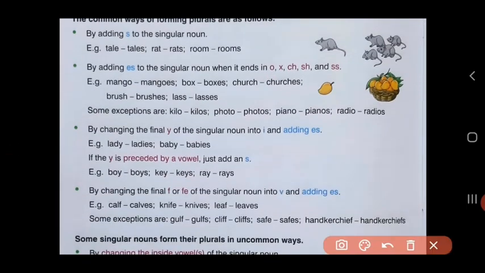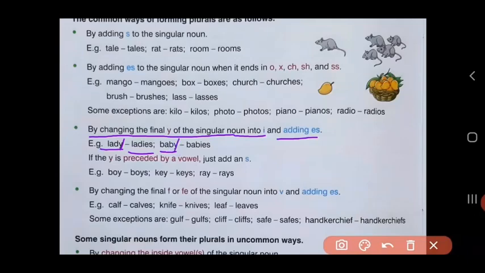The third way is by changing Y of the singular noun into I and then add ES. So this rule is for all the nouns ending in Y. Let's see the examples. Lady ends with Y. So according to the rule, you have to remove Y and add I plus ES. So the plural will be ladies.